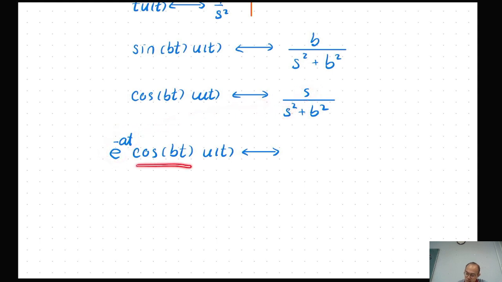So this is the cosine. So I have to look at this guy, right? So I have to replace s with s plus a. So I'm gonna get s plus a in the numerator divided by (s plus a) squared in the denominator plus b squared.